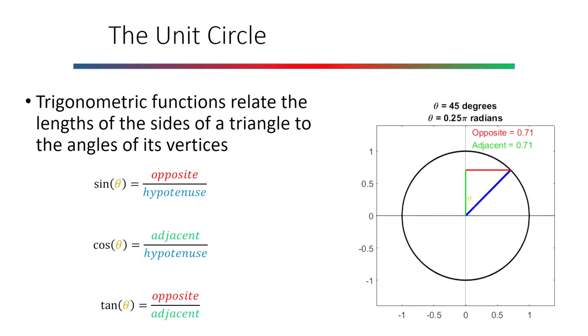First, I want to introduce the unit circle. The unit circle is nothing fancy. It's just a circle with a radius of 1. The only reason that we talk about the unit circle is that it makes our math easy, because it makes the hypotenuse always be equal to 1.